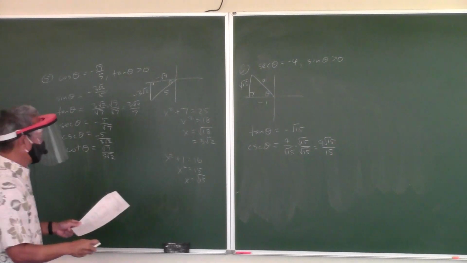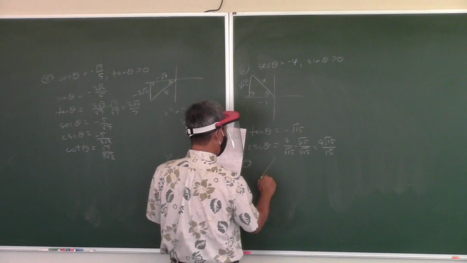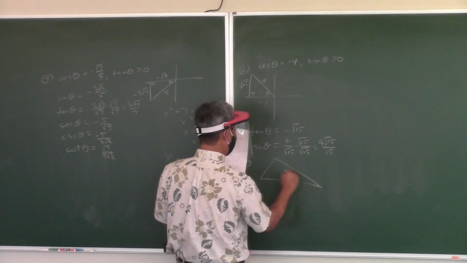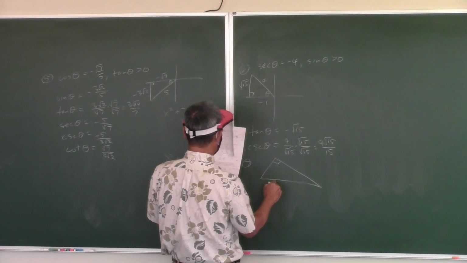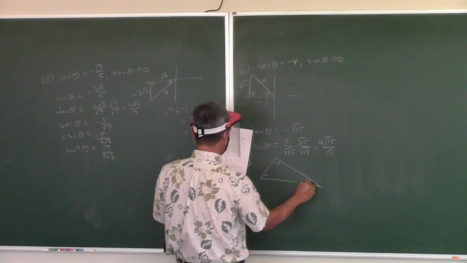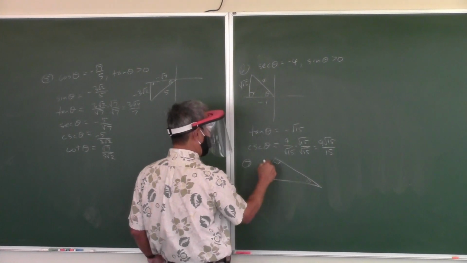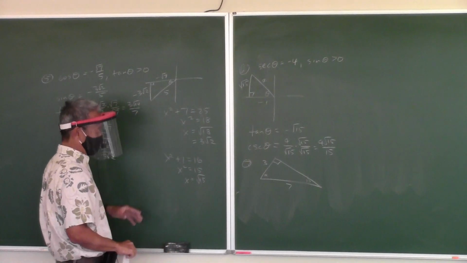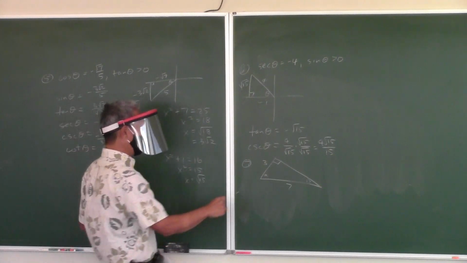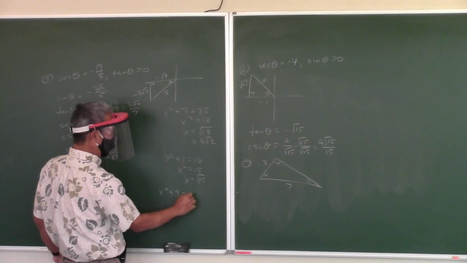Okay, and number 7. In the right triangle shown, okay, let me attempt to draw this. What was given? Oh, so this is alpha, this is beta. Sine of beta is 3/7, so opposite over hypotenuse is 3/7. To find the third side, you got to use the Pythagorean theorem. So x squared plus 9 equals 49.